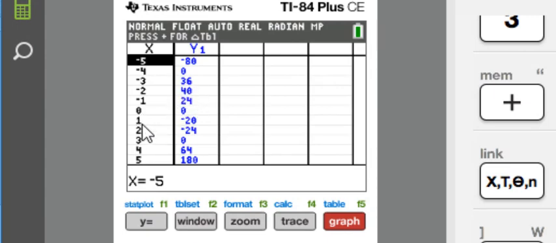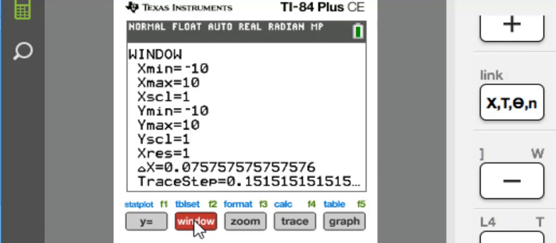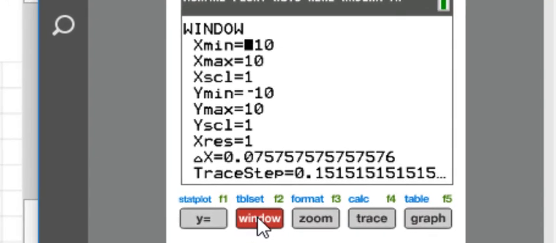And then between 0 and 3, remember it went down to a low point, it went to a value of -24. So I need to adjust my window so that I can see a largest value of 40 and a lowest value of -24 in the y direction. I'm going to press my window key and we're going to change the window settings. So the x values are not the problem. All of those zeros were in view between -10 and 10.